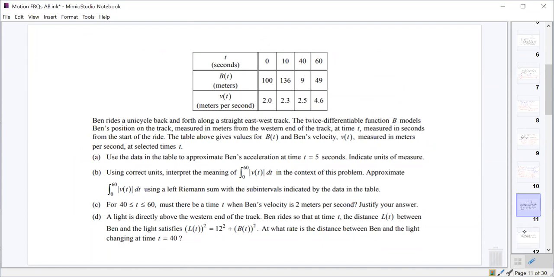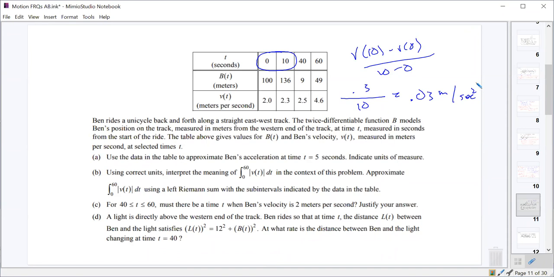Another non-calculator. Part A wants us to use the data to approximate his acceleration at t equals 5. And so that would just mean that we need to look for the average rate of change of the velocity. So that'll be at the interval that surrounds 5, so that'll be 0 to 10. So that'll be v of 10 minus v of 0 over 10 minus 0, or 0.3 over 10, or 0.03 meters per second squared as its acceleration.